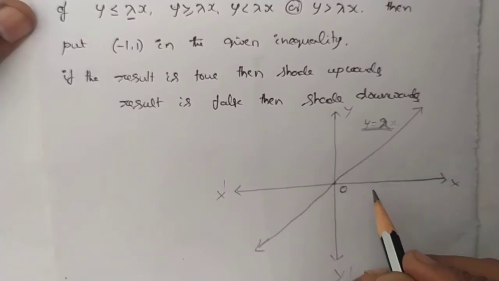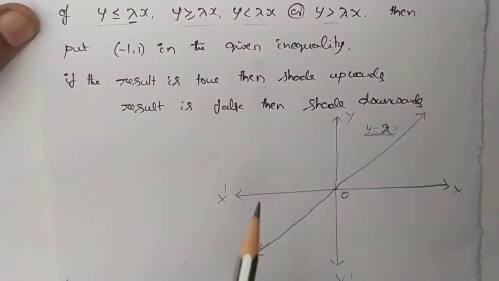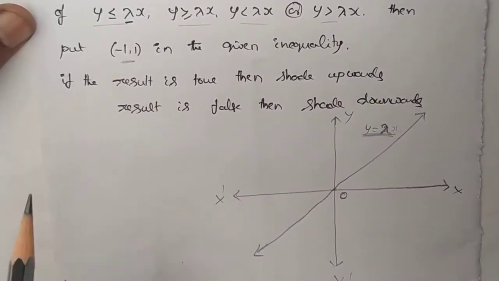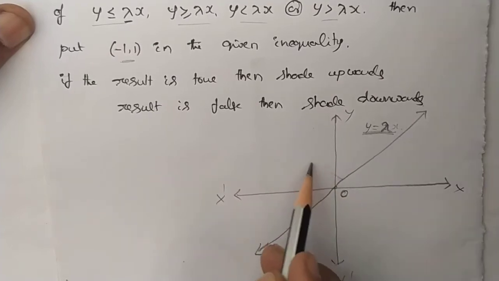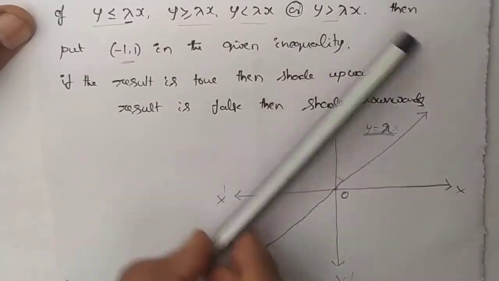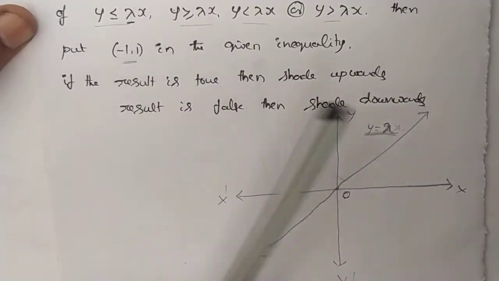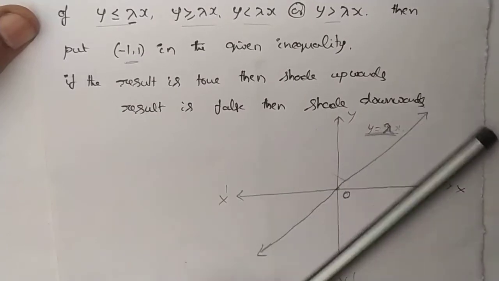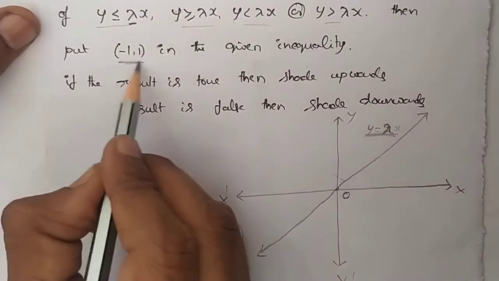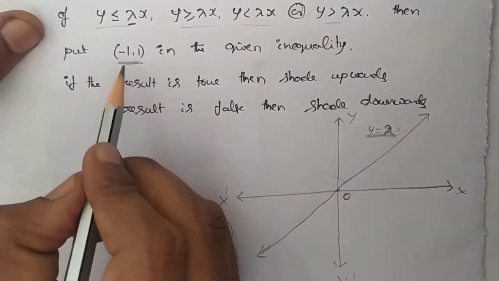Suppose the inequality is given in the form like this, we have to put minus 1 comma 1 in that inequality. If the result is true, then we have to shade upwards like this. If the result is false, then we have to shade downwards. You have to remember this point, minus 1 comma 1.